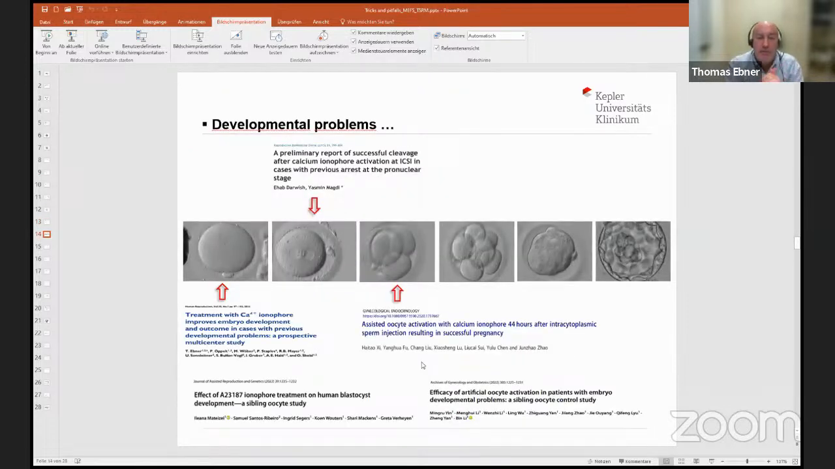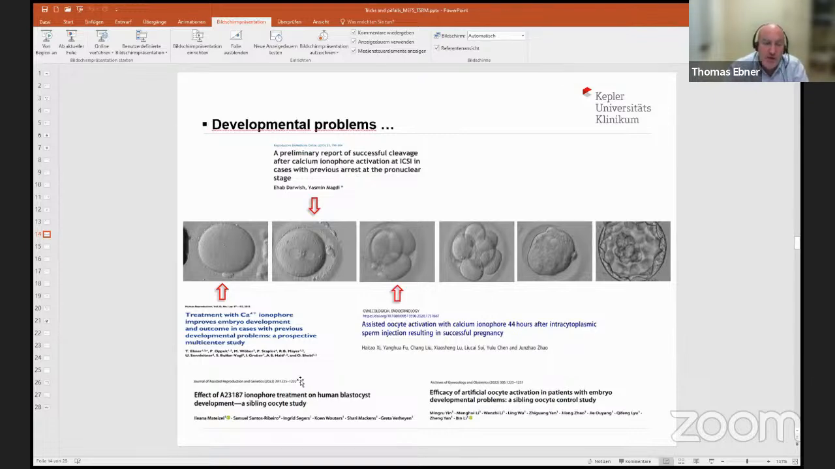So let's come back to developmental problems. You see that the first paper, bottom of the slide, is one of our studies where we used a ready-to-use ionophore to bring up the developmental potential of embryos. The idea behind it was that calcium is also relevant for mitosis, and if you bring up the calcium, you may have better mitosis. Those embryos that arrest have been shown not to have calcium at all within the cell. This means calcium could drive mitosis.